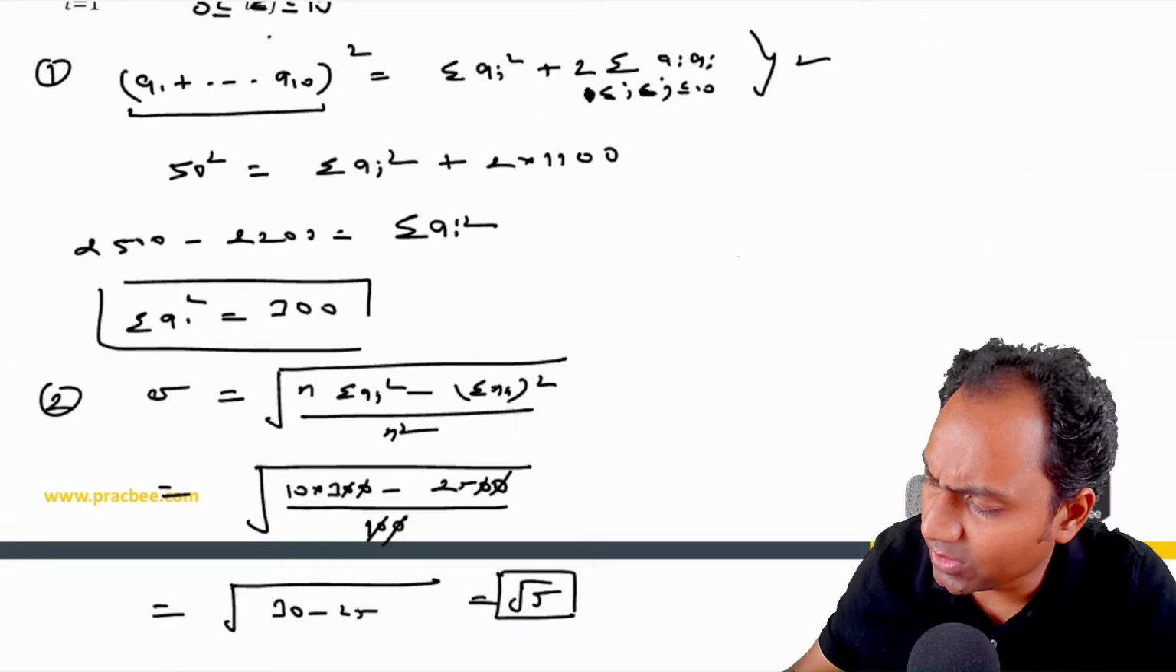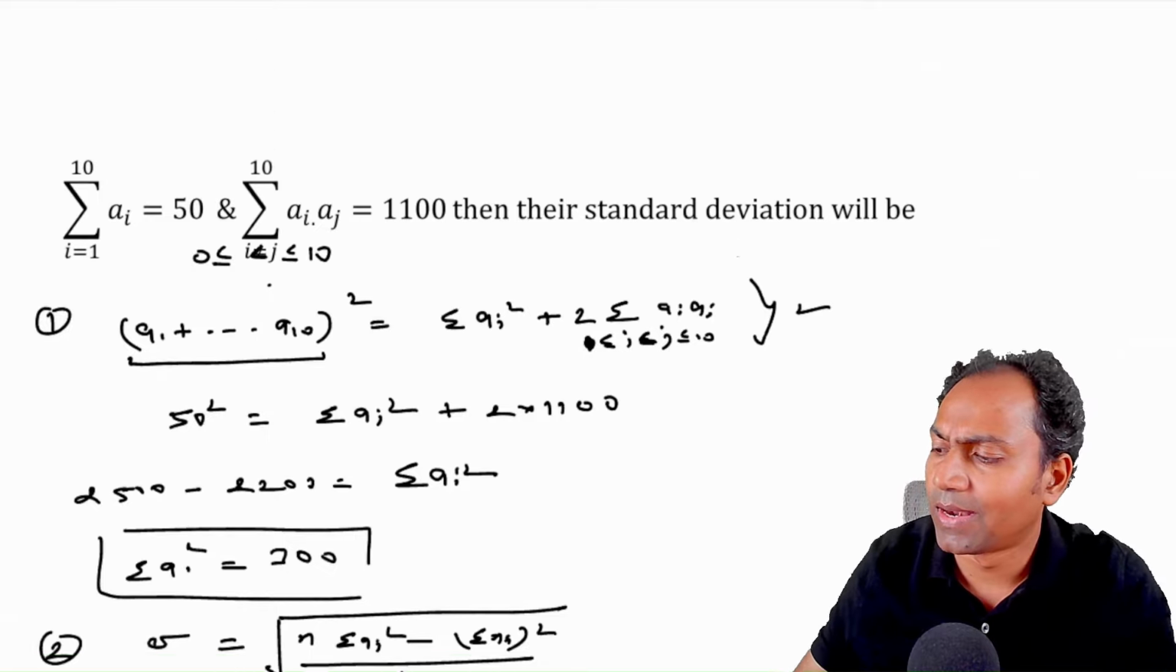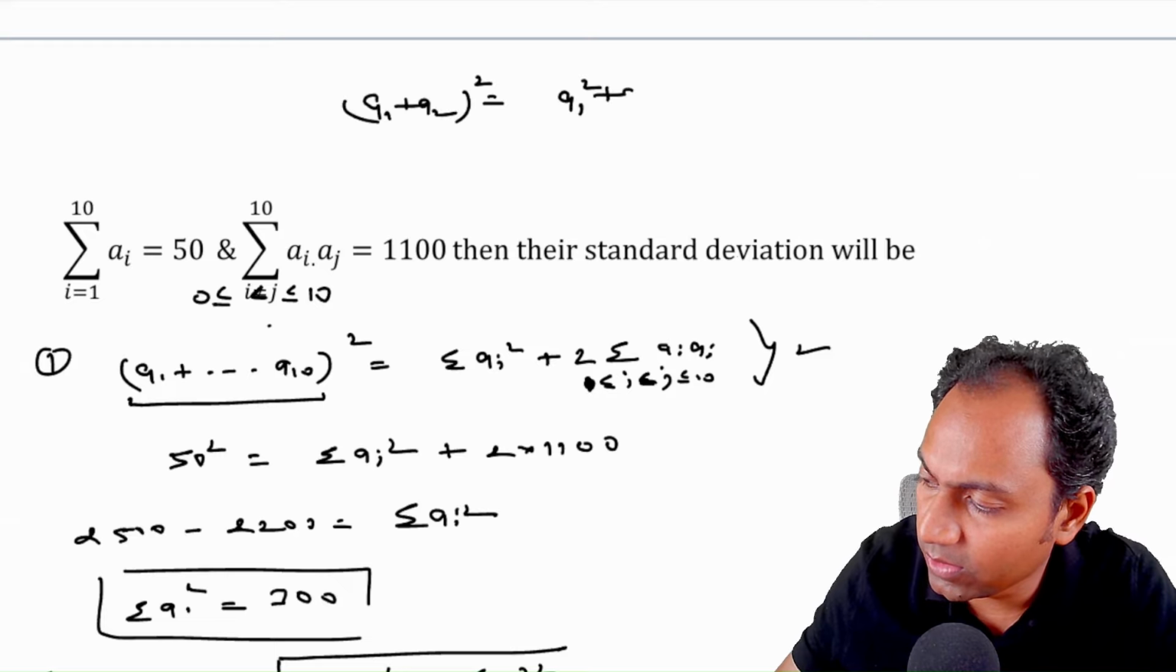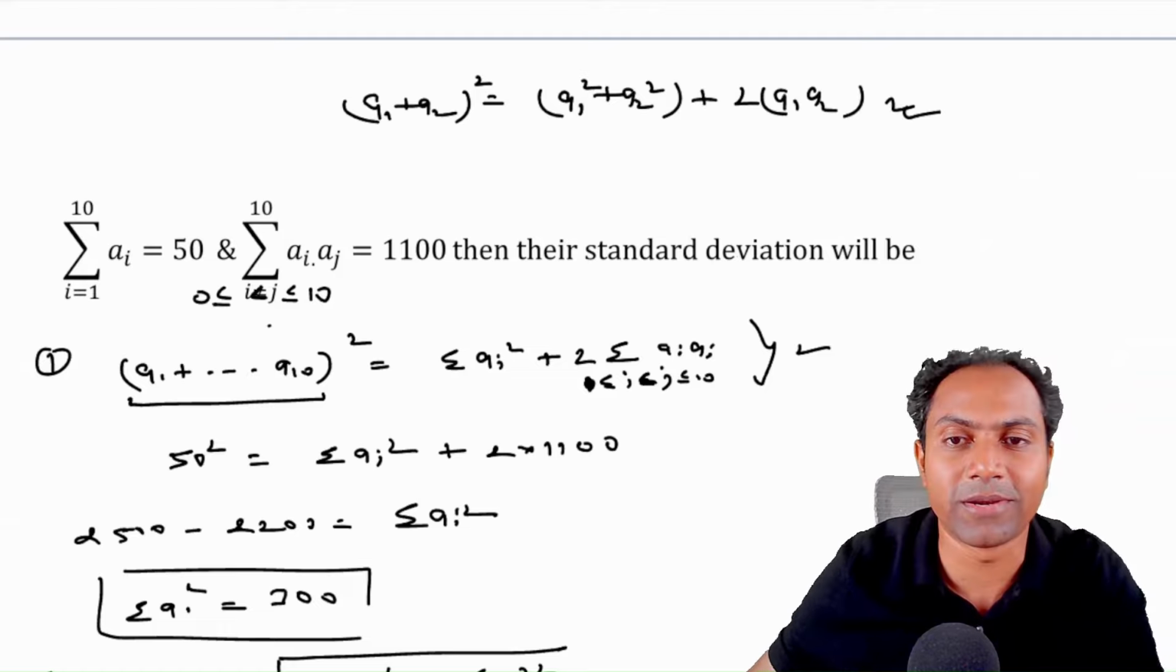A very simple question based on the idea of double summation. But if you know this very basic idea, and this also you can very simply remember, if you remember this from two terms, a1 plus a2 whole square will be equal to a1 square plus a2 square plus 2 times a1 a2. So this is the same thing but written for n terms.